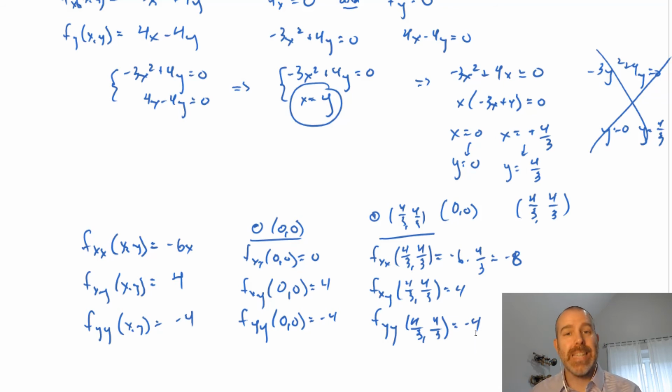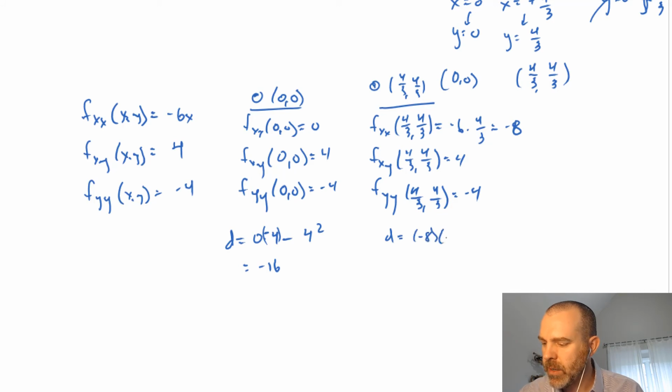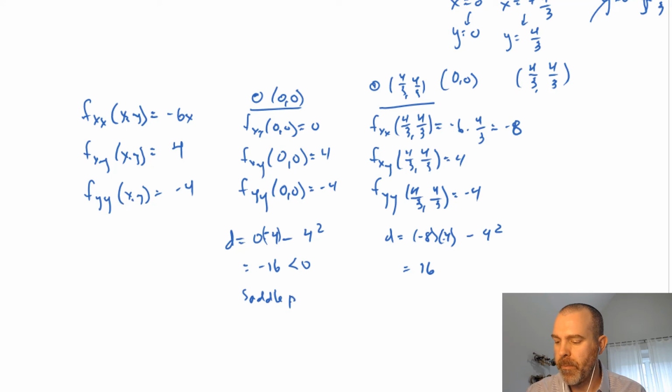All right, let's calculate D for both of these cases. Here we have 0 times negative 4, minus 4 squared, so we get negative 16. And here we have D equals negative 8 times negative 4, minus 4 squared, and we'll get positive 16 for that one. So for the first one, D is less than 0. That tells us that that is a saddle point. Now here we have D greater than 0, so that means it's a relative minimum or relative maximum.